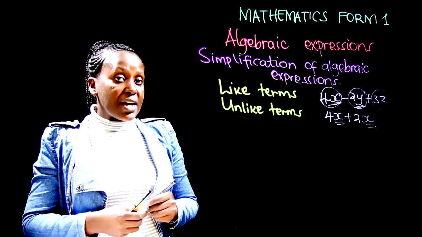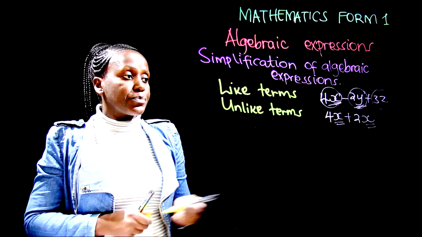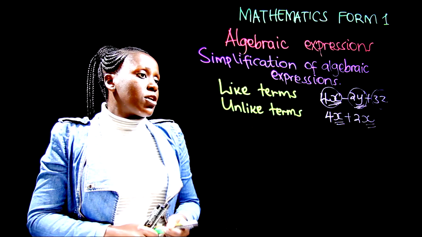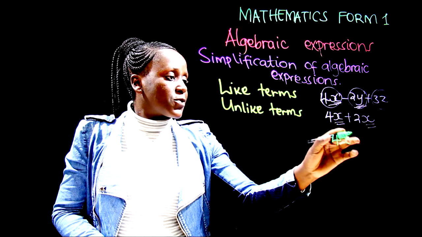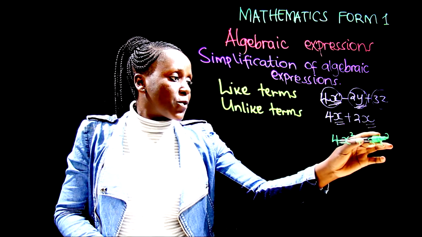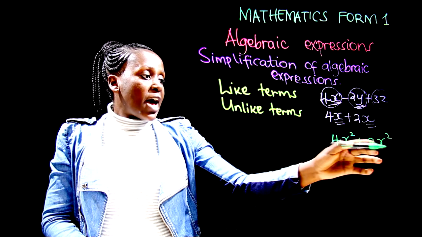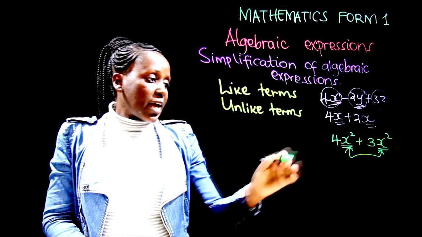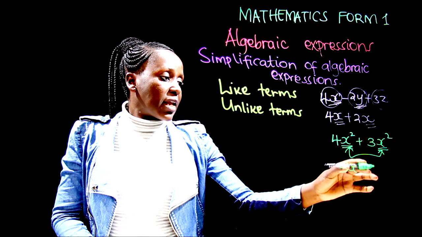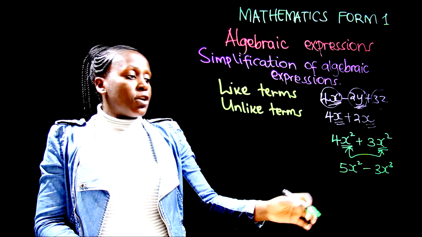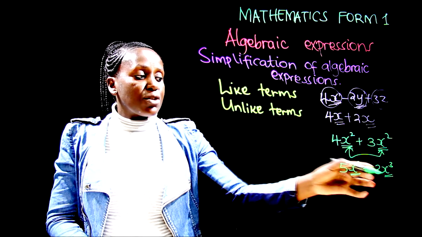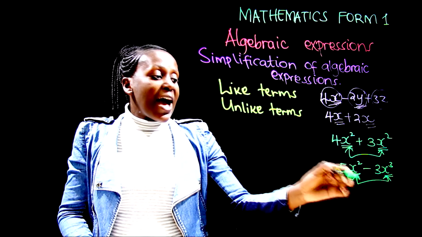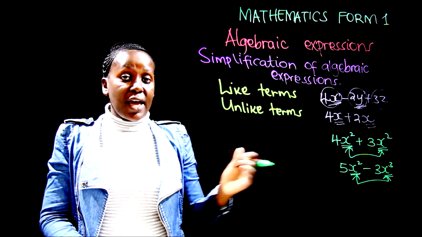Another scenario of like terms is when you have the letters raised to the same power. For instance, if we have 4x squared plus 3x squared, you realize that this is x squared and this is x squared. So the two are like terms. But if you had 5x squared minus 3x cubed, this is x squared and this is x cubed. The powers on the x are not the same. So these two will be said to be unlike terms.